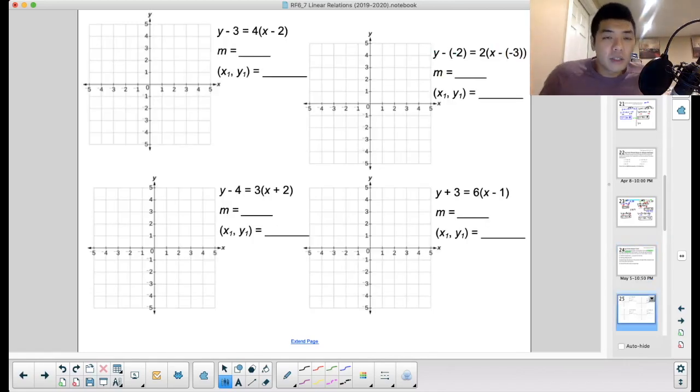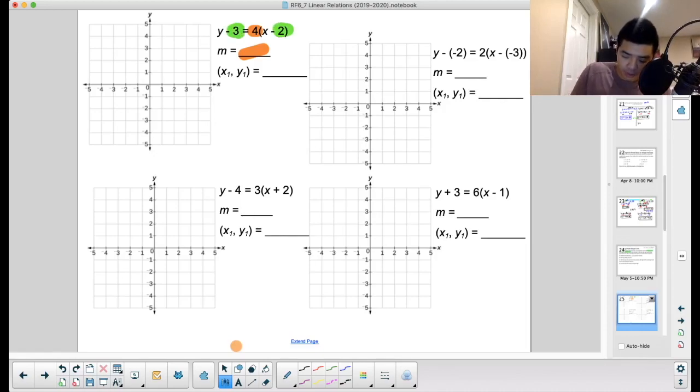Great. So example number 1, we've got y minus 3 is equal to 4 times x minus 2. Let's go ahead and identify your slope. So in this case, your slope is just a 4. And we want to identify your x1 and your y1. So over here, we've got 2, 3.